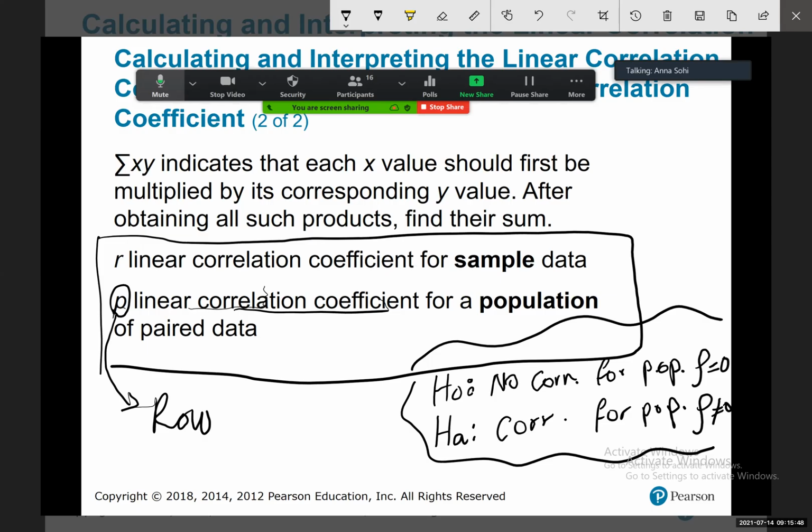No correlation for the population means rho is 0. If you remember, we said if R is 0, there is no correlation. R of 1 or -1 means very strong correlation. So correlation for the population means rho is not 0. So rho equal to 0, rho is not equal to 0. Okay. So we're going to practice that.